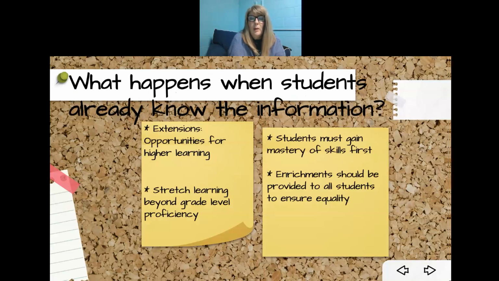So the fourth question, what happens when students already know the information? The first thing we need to do is find out if they've actually mastered the skills, and if they've mastered the skills and show a deep knowledge of the content, then we can provide extensions which will provide opportunities for higher learning. So stretching the learning beyond the grade level that you're working with. And after extensions, we can also just provide enrichments for all the students so that we can provide equality.